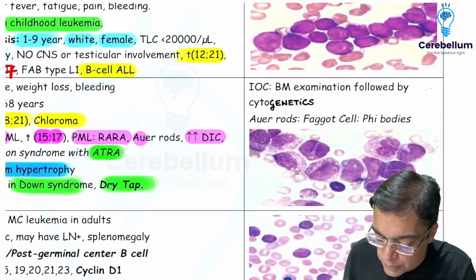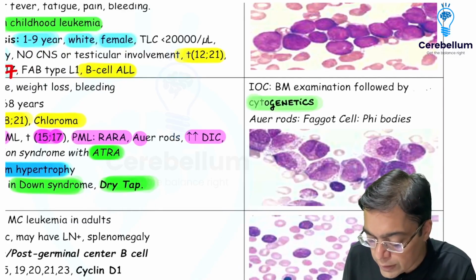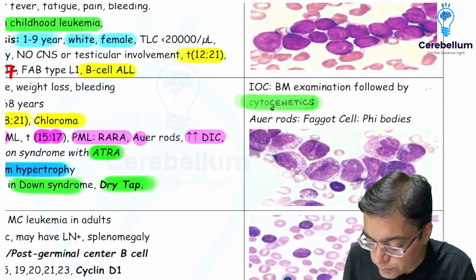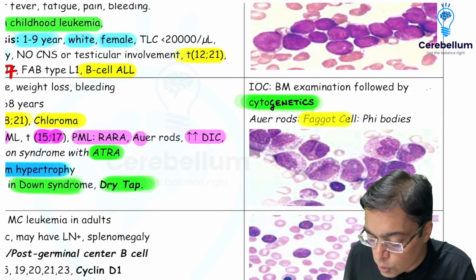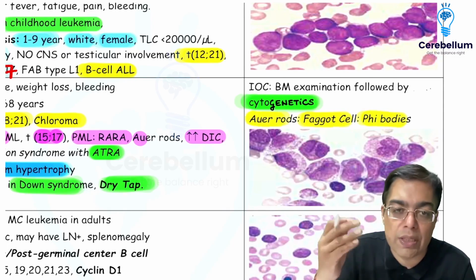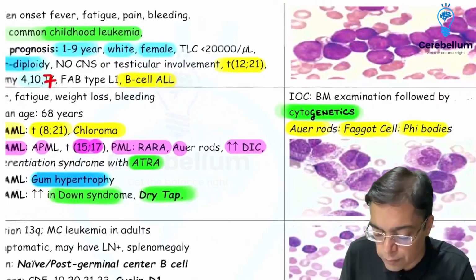What exactly should be done to confirm a diagnosis in case of AML? So bone marrow examination to be followed by cytogenetic analysis. A couple of terms that are always good to know: Auer rods, faggot cells, and Phi bodies. So for the one-liner questions, Auer rods, faggot cells, Phi bodies are findings that you associate in a patient who's going to be suffering from AML.